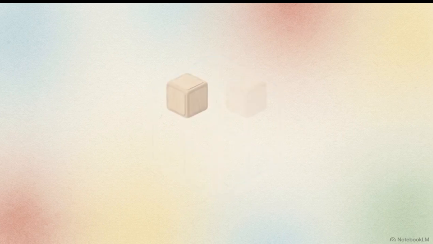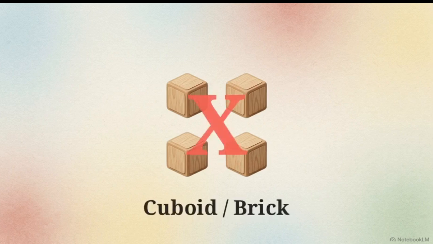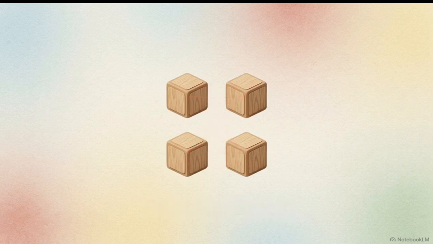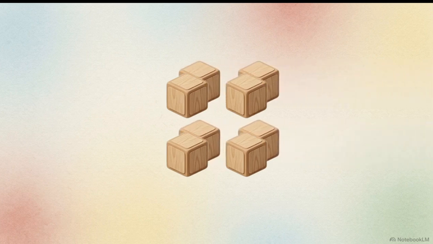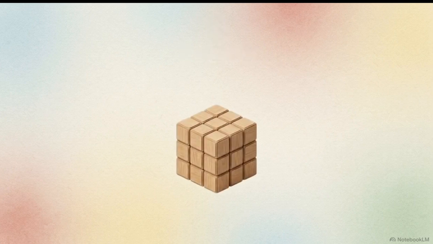A common trap is taking a flat 2 by 2 block arrangement and calling it a cube. This is actually a cuboid or a brick. It has length and width, but it's completely flat. To make a true mathematical cube, we have to add depth. A 2 by 2 square needs to be exactly 2 blocks deep. When we stack those extra 4 blocks behind the first layer, we reach a total of 8. 8 is our first true cube number after 1.